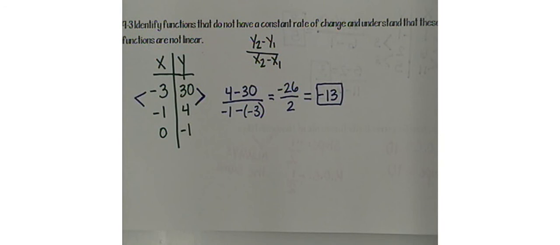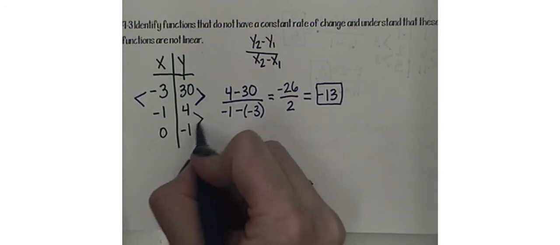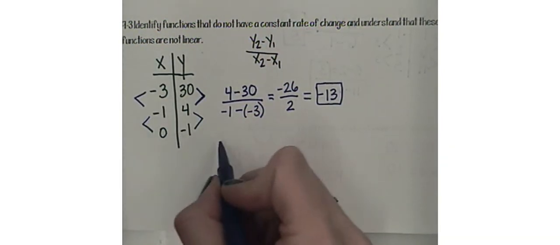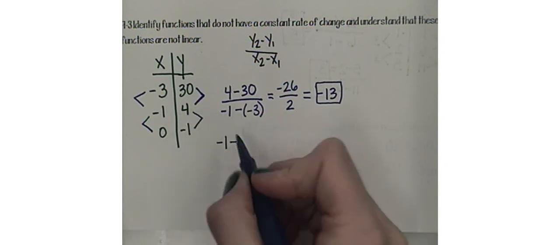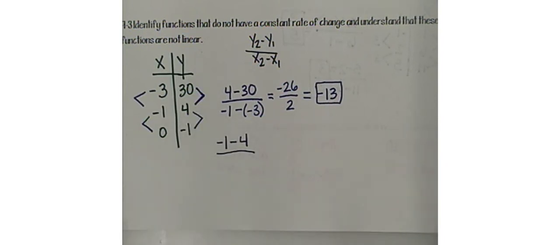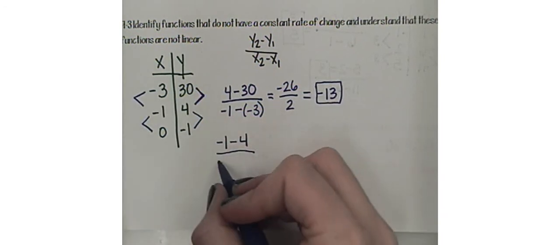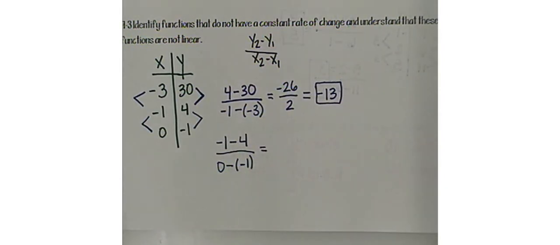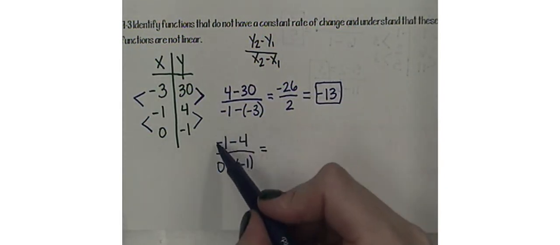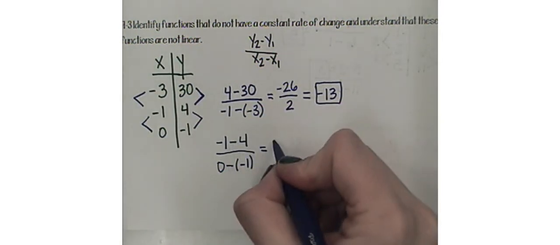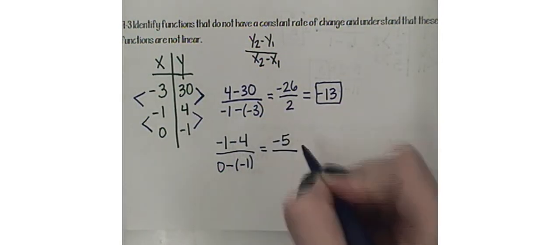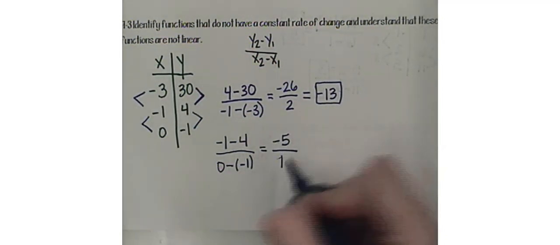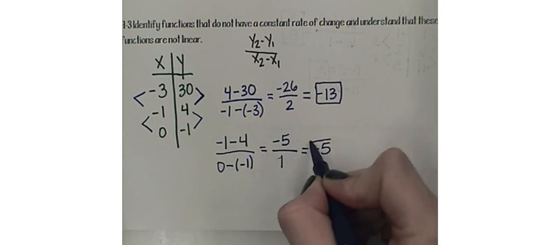And now let's calculate it between these two. So the second one is negative 1 minus 4 over 0 minus negative 1. Negative 1, take away 4. We're in the negatives, we're taking away more. It's negative 5. 0 plus 1 is 1, and this just reduces.